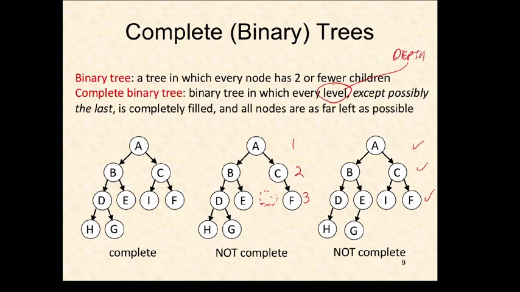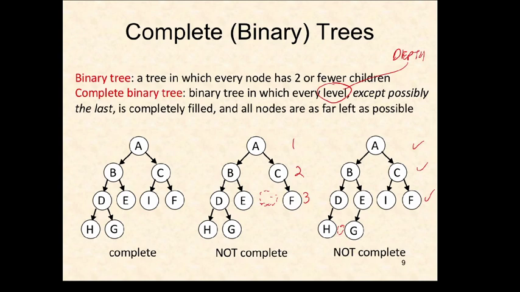Okay, so in this one, every depth except the last is completely full. We haven't violated that rule, but there's a gap in the final level, and we're not allowed to have a gap in this level. If D had a right child G, that would be fine, but having D have no right child makes it not complete anymore.